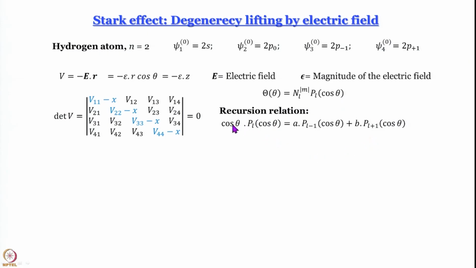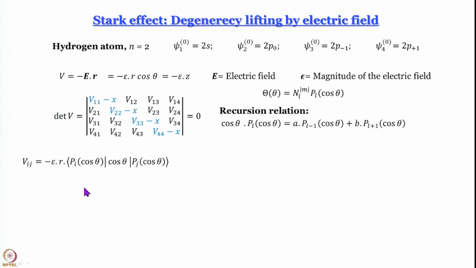Right. So, here our variable is cos theta. So, I have written cos theta multiplied by the Legendre polynomial in cos theta, and here I have written L because I am talking about hydrogen atoms. Sometimes by mistake I might have written J, please correct it when talking about hydrogen atoms. So, it is a linear sum of the polynomial in L minus 1 and polynomial in L plus 1. Okay. So, now what is your Vij?